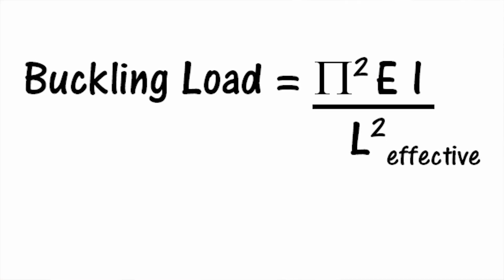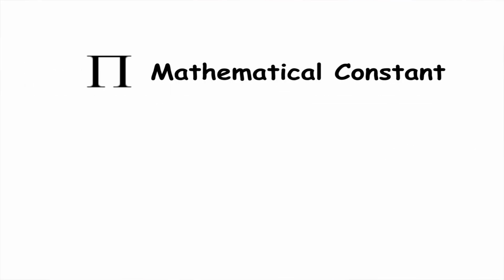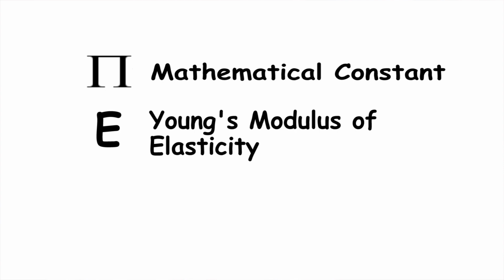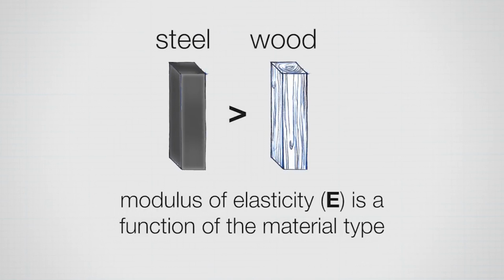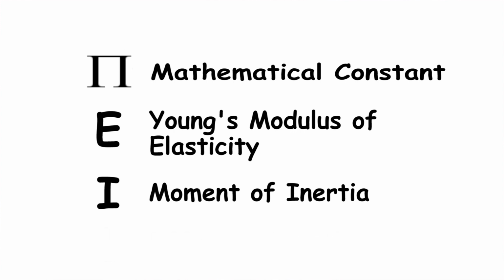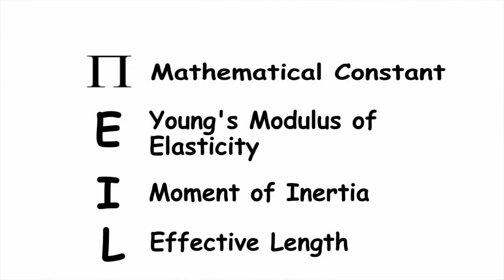To calculate buckling, a formula is given by Euler theory. The formula is: buckling load is equal to pi square EI divided by L effective square, where pi is a mathematical constant, E is Young's modulus of elasticity, which is a property of a material. For example, the Young's modulus of elasticity for steel is greater than that of wood. I is the moment of inertia and L effective is the effective length of the column.